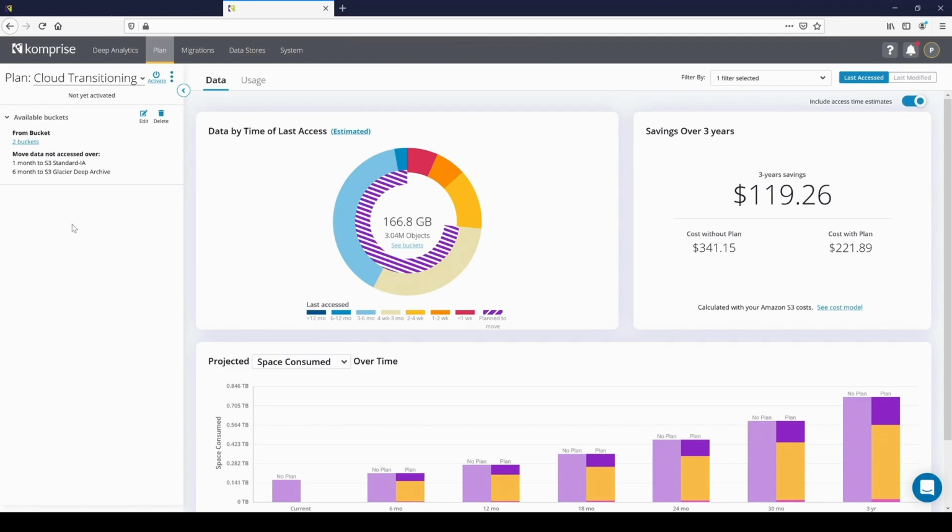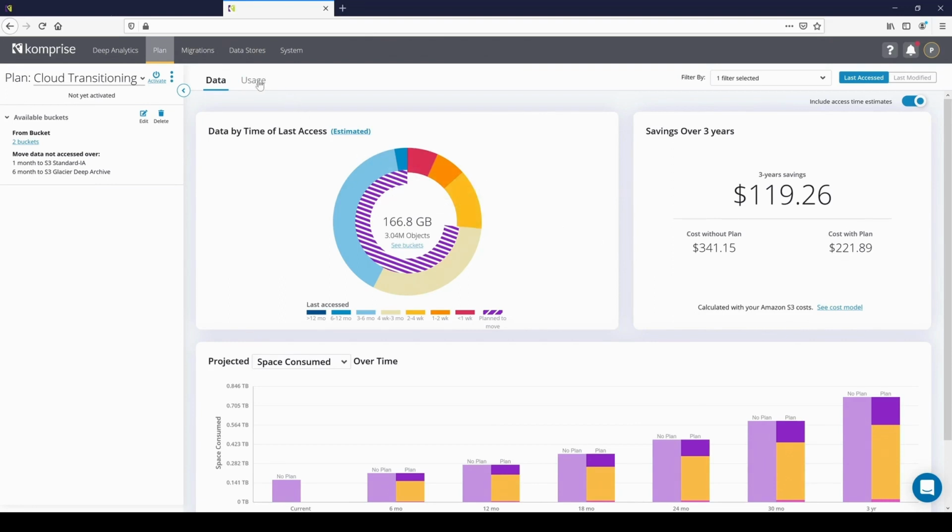To archive the data, I configure the policies that I want, and Komprise shows my projected savings based on my actual Amazon costs, not generic costs. Of course, we're seeing a small amount of savings since we only have one small bucket in the plan.